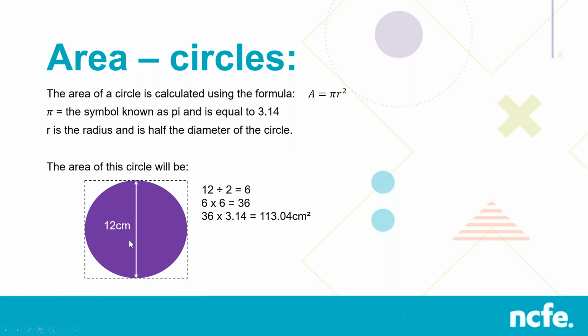And again, this can be sense checked by drawing a square around the circle and calculating that area as 12 times 12, which gives 144 centimetres squared. So if you compare 144 with the area of our circle, we can see that that looks about right, because the area of the circle is going to be slightly smaller, but not a great deal so.